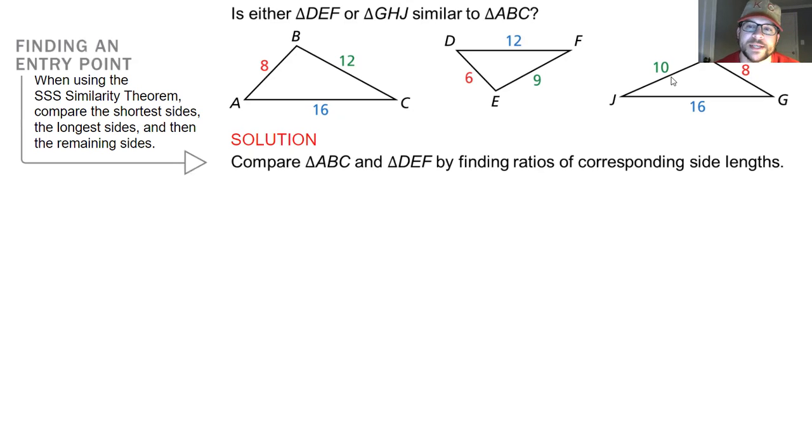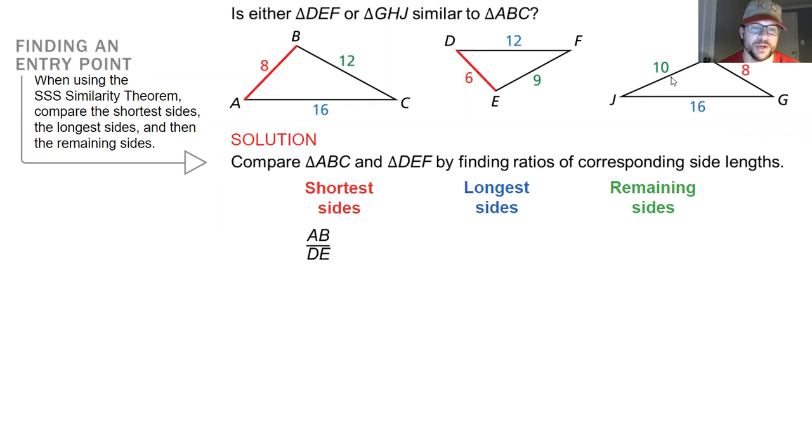So when we're using our side-side-side similarity theorem, it's easiest to start with your shortest sides first, because if they're going to end up being proportional, your shortest sides are going to have the same ratio, then your longest sides are going to have the same ratio, and the middle sides are going to have the same ratio. So the reds are the shortest, blue are the longest, and then the green is your middle.